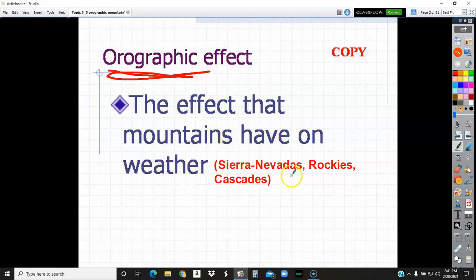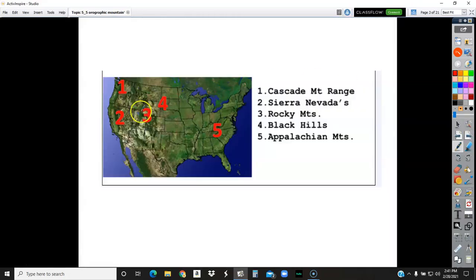These are some examples in the United States. We have the Sierra Nevadas, which are out west. I'll show you a map in a minute of where their location is. The Rocky Mountains and the Cascades up in the northwest part of the United States, up by Seattle, Washington. This map shows where these 5 examples are. So the Cascades sit up here in the state of Washington and Oregon. That's where you're going to see this mountain effect happen.